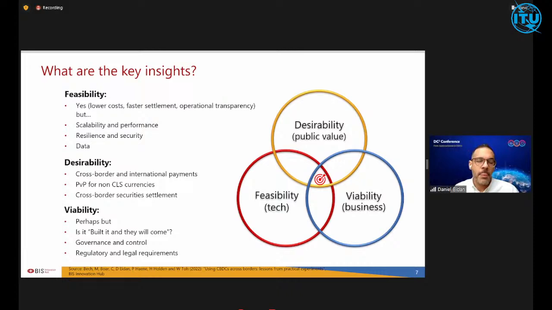I would say that on the viability front, we're likely the least advanced. Perhaps we have viability. I mean, in a theoretical way, we think that there are business models that can support this kind of infrastructure, but we're asking ourselves questions like, if we build it, will they come? What are the governance and controls around these type of systems? And ultimately, what are the regulatory and legal requirements that in a multi-jurisdictional type setting accumulate very, very quickly and often have somewhat conflicting requirements?